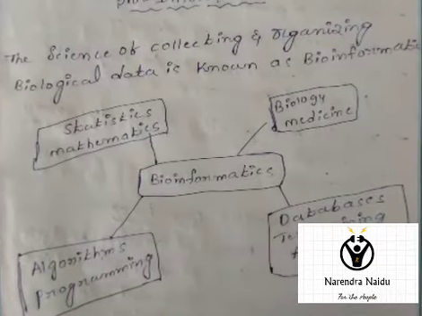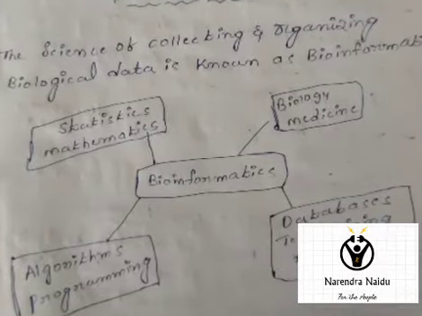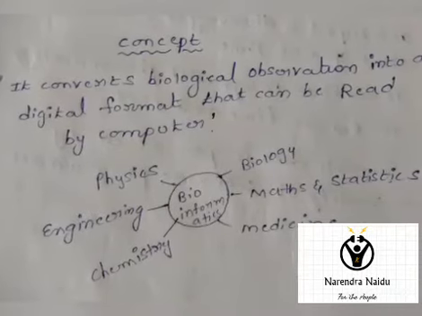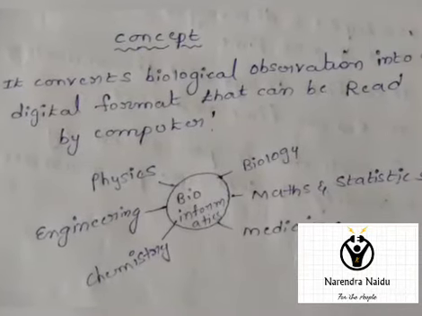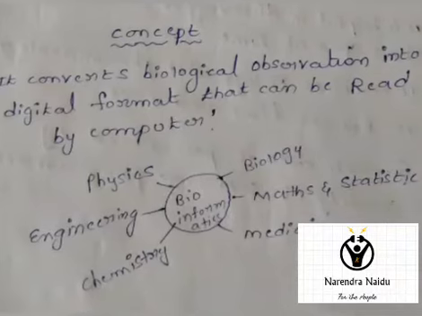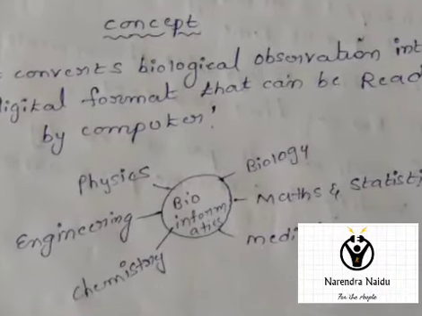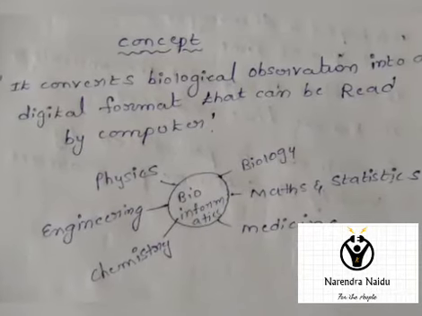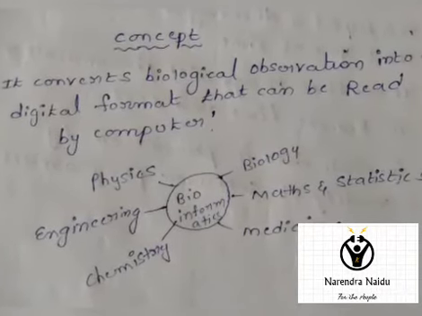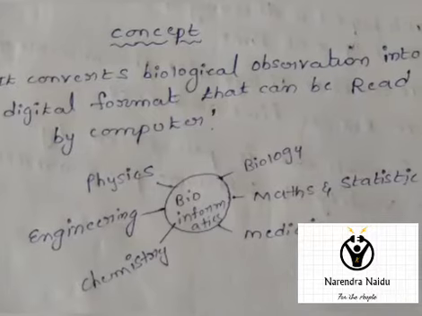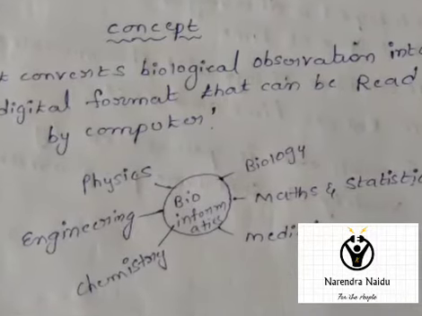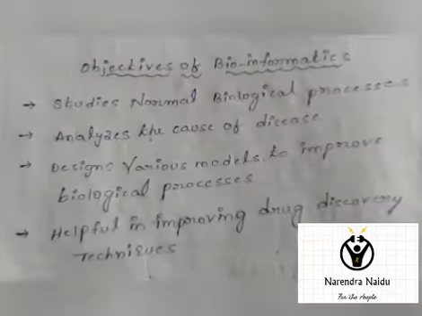By utilizing all the information from these subjects, it converts the data into system language, which is called bioinformatics. See the concept here. It utilizes all the subjects' knowledge and converts this knowledge into digital format in systems. That type of conversion is known as bioinformatics.